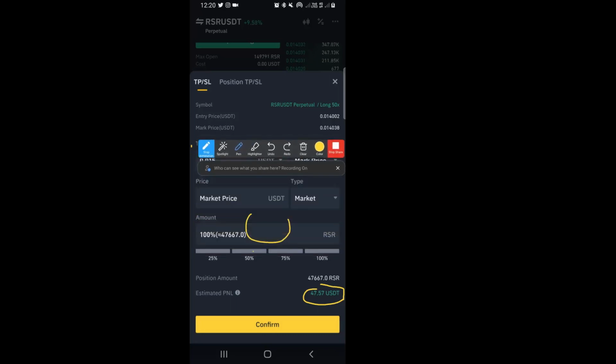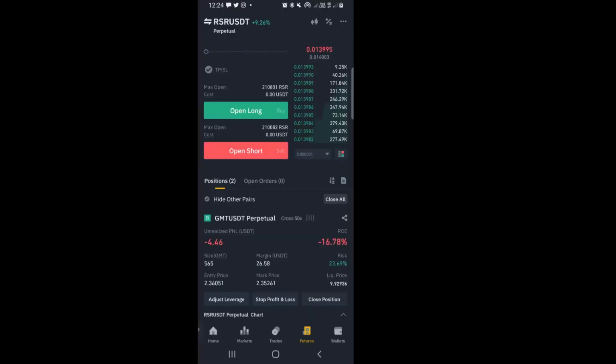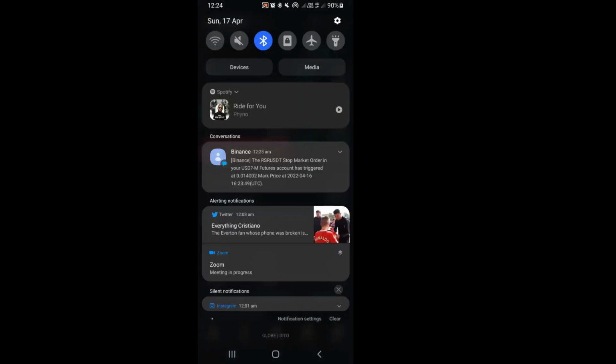I can decide to sell 50, or 50%. I can decide to sell 50 at this price and then set another 50 for another price. That is when we now take profit in different ranges. Remember the stop loss and take profit we were trying to implement the previous time. The stop loss already broke even. In this aspect, I didn't lose any money.